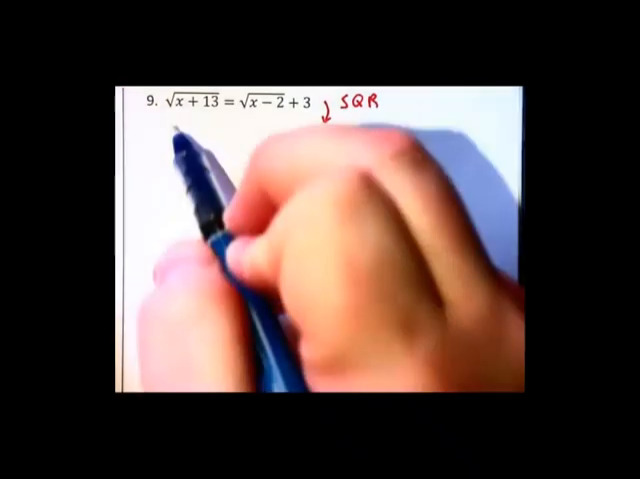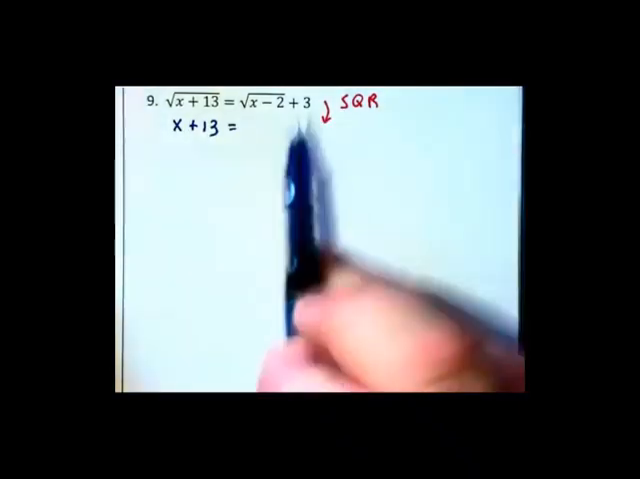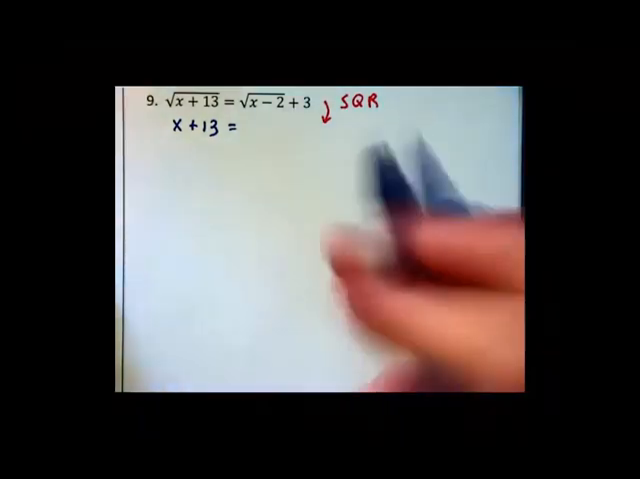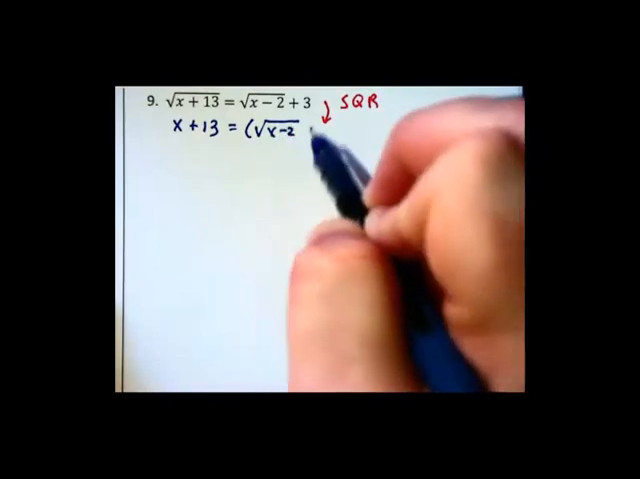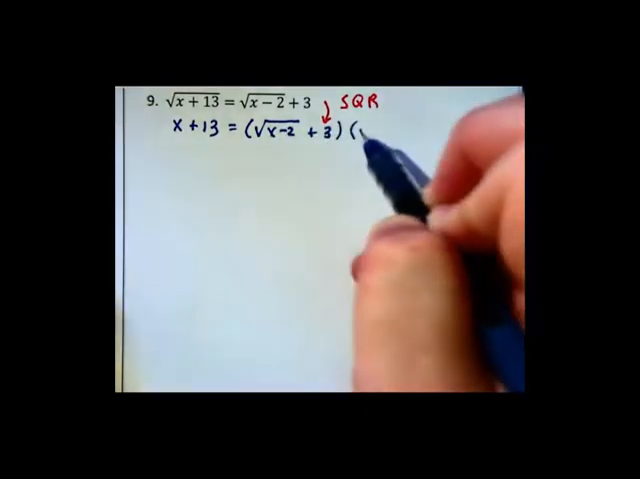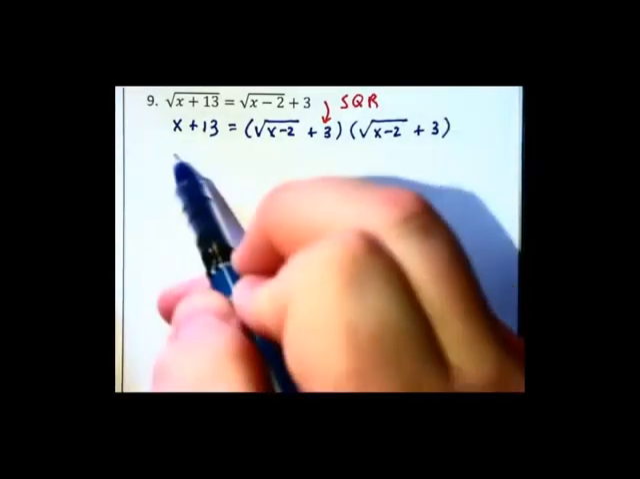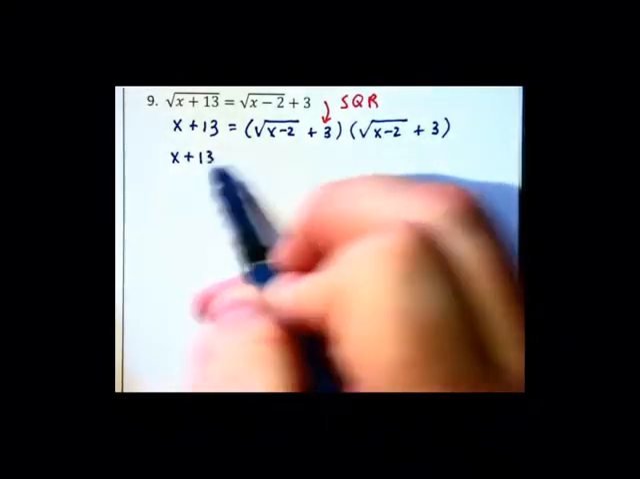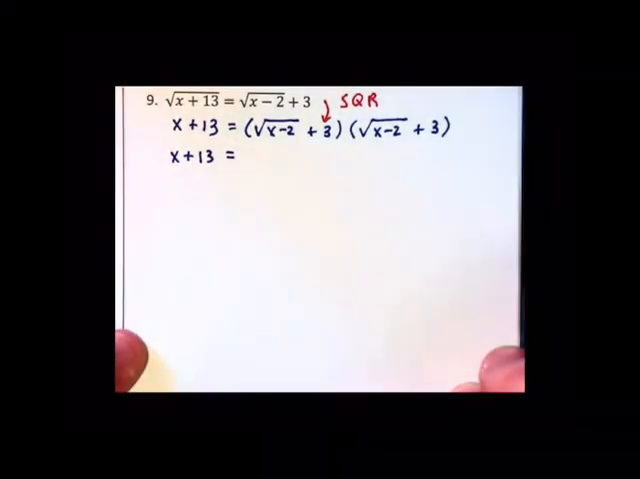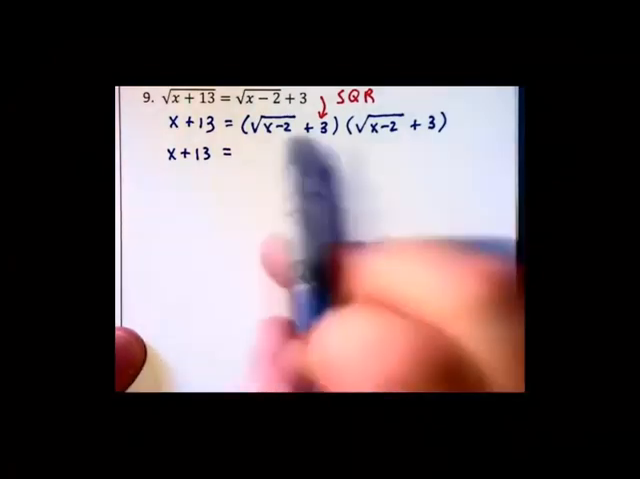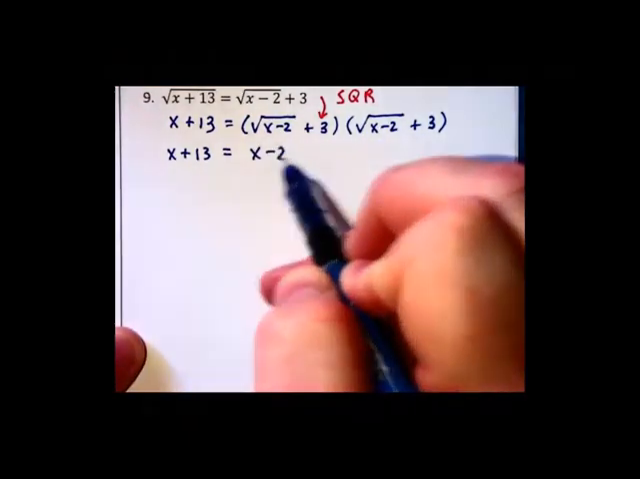On the left, we lift off the radical and we have x plus 13. On the right, because of that plus sign, we have a FOIL problem. This is the square root of x minus 2 plus 3 times the square root of x minus 2 plus 3. Left side, no change, stays x plus 13. On the right side, however, we've got a FOIL problem. The first term of FOIL, root x minus 2 times root x minus 2, is x minus 2.